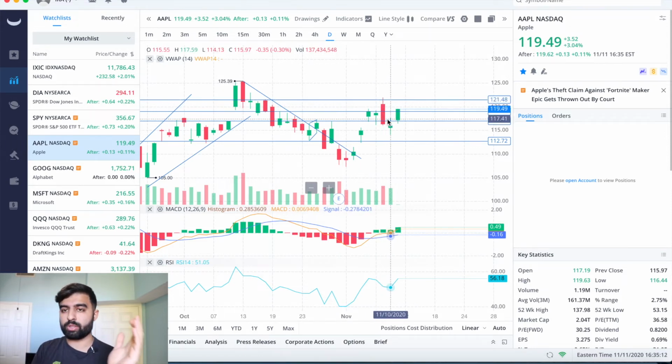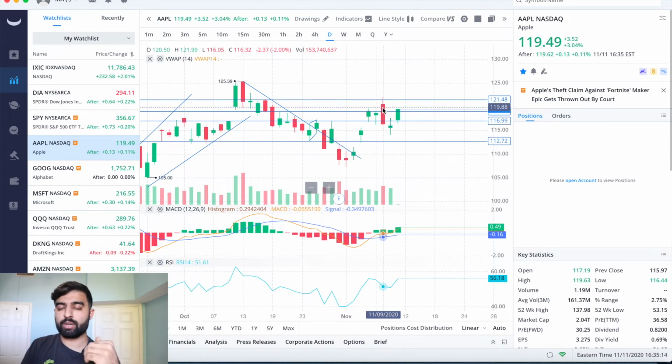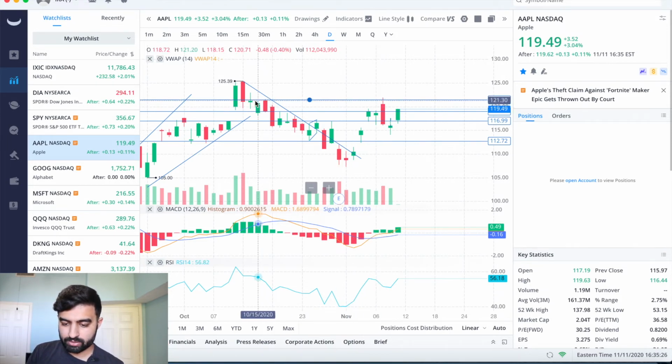pretty close to where we were 2 days ago. And the high for that day was 121.99. So after we break 120.50, I want to take out the highs for 2 days ago, which is at 121.99. So basically hitting 122. Which will take us to the highest point the stock has been since early or mid-October.